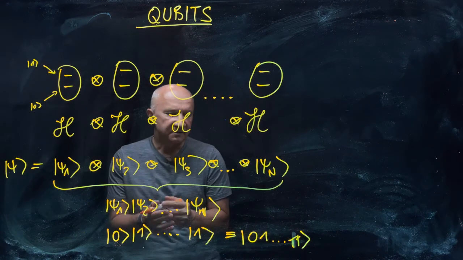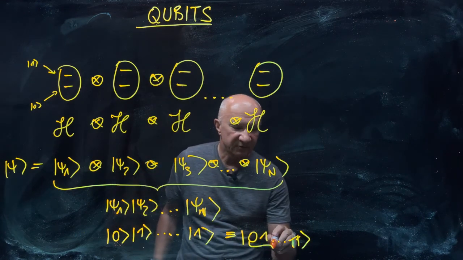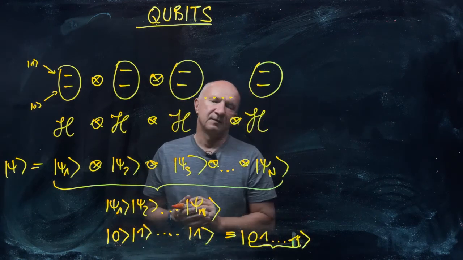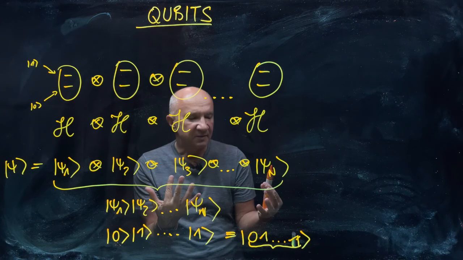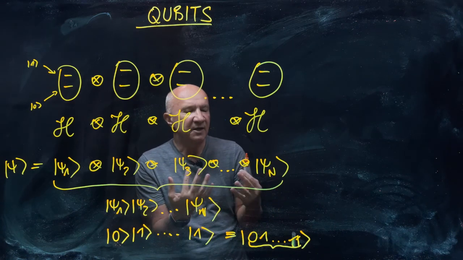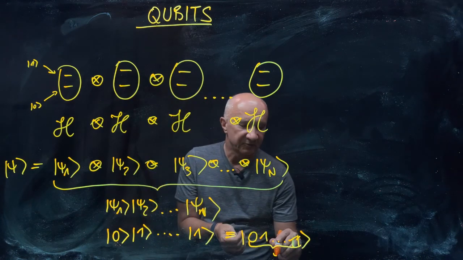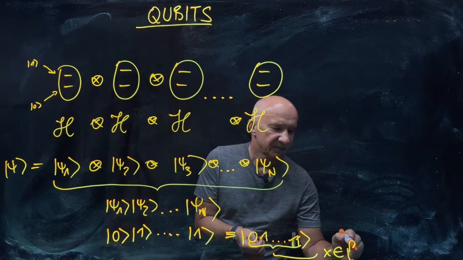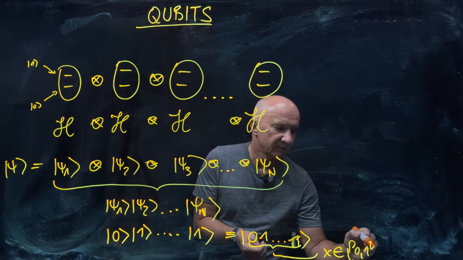So in this case, you see that I have a binary string 0, 1, ..., 1. So we say that the system at this point represents a binary string, call this binary string x. So x is a string of zeros and ones of length n.